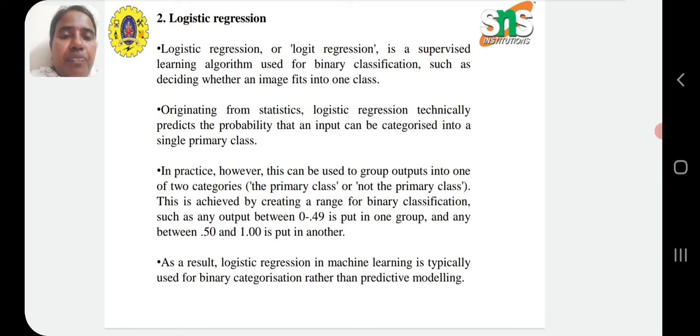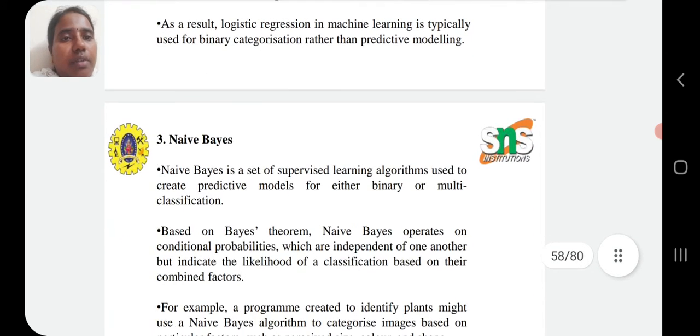This is achieved by creating a range for binary classification, such as any output between 0 to 0.49 is put in one group and any between 0.50 and 1.00 is put in another. As a result, logistic regression in machine learning is typically used for binary categorization rather than predictive modeling.